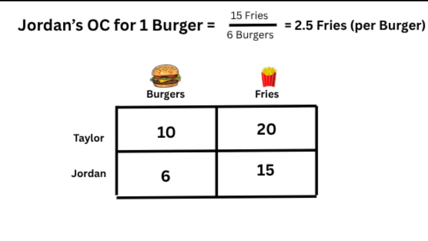To find Jordan's opportunity cost, we use the same trick. Other goes over. 15 fries, which is the other, goes over the 6 burgers, meaning his opportunity cost for making one burger is 2.5 fries. So every time he makes one burger, he's missing out on the opportunity to make 2.5 fries.